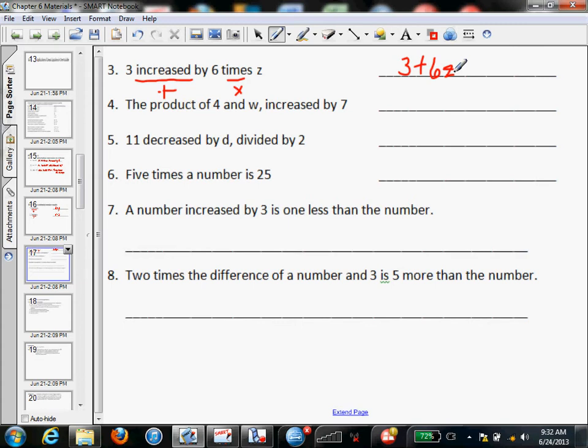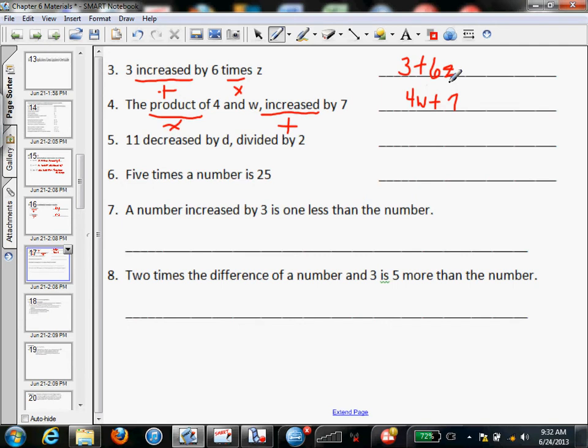Okay, looking at number 4, we have the product of 4 and w. Product tells us to look at multiplication. And then we have the words increased by 7, meaning addition. So if we translate this, we're going to have 4 times our variable w plus 7.